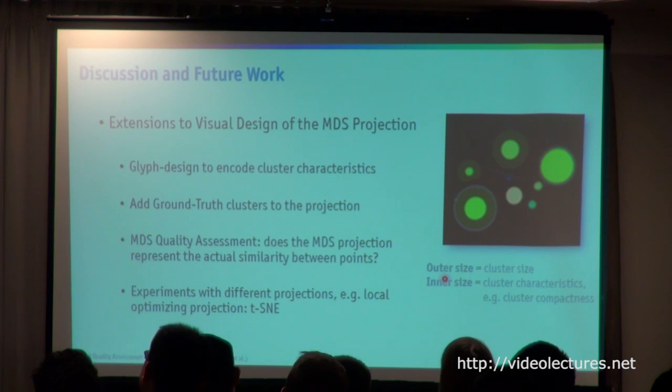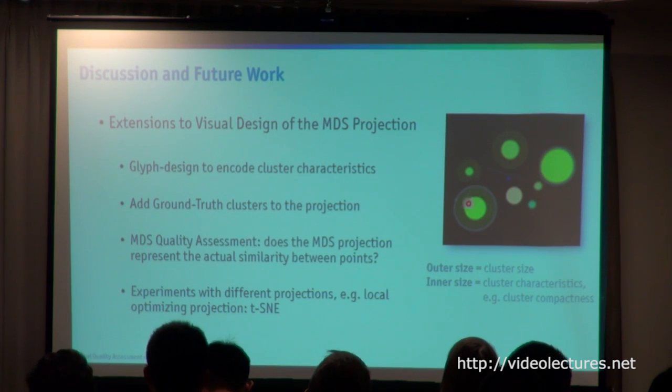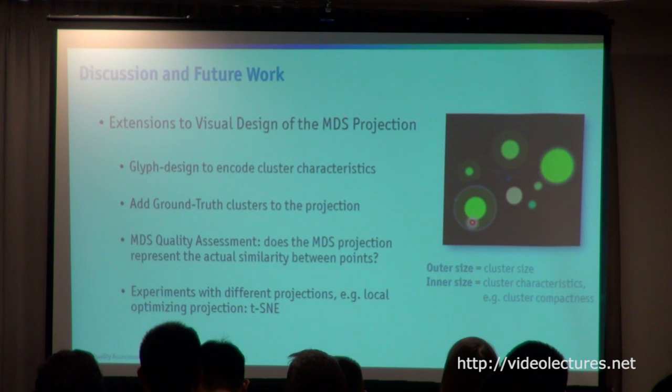Quickly, as a discussion and outlook for future work, we plan and have already implemented some extensions for the MDS projections, so we can not only show singular plots, but also encode additional information into the MDS projection. For example, the compactness of a cluster, to quickly see whether an extracted cluster is compact or not. We can also encode some kind of ground truth information into the MDS projection.